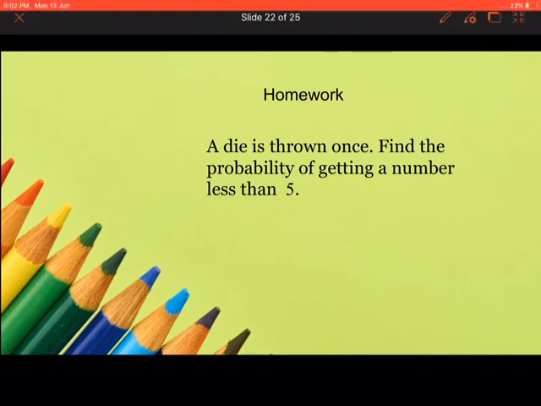So here comes your homework. A die is thrown once. Find the probability of getting a number which is less than 5.